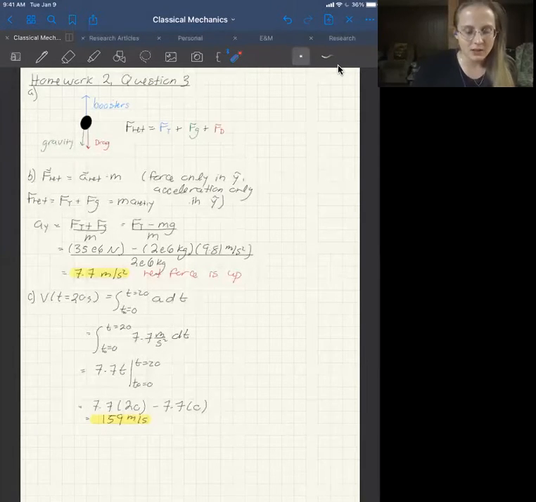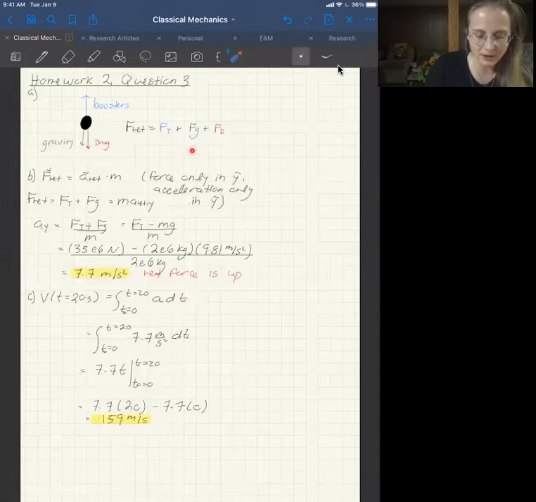Using this force diagram, I can write an equation for my net force, which is simply the sum of my three forces: the force from the boosters, the force from gravity, and the force from air resistance.